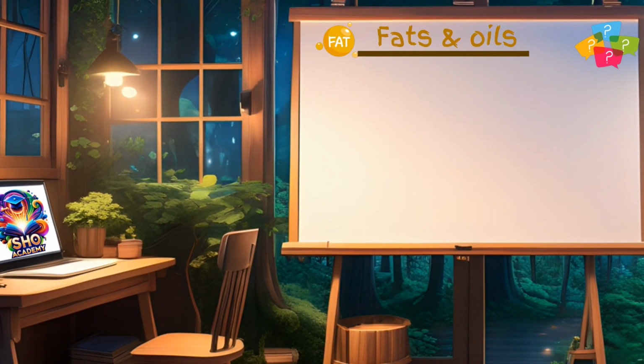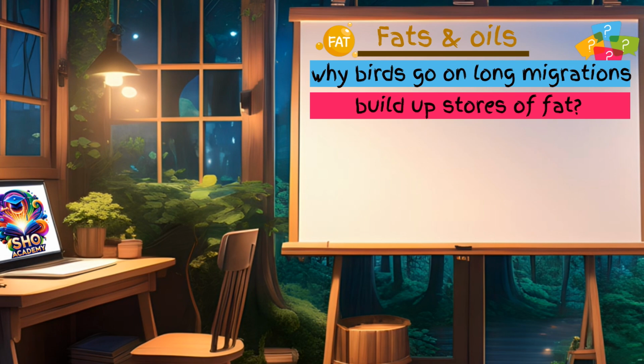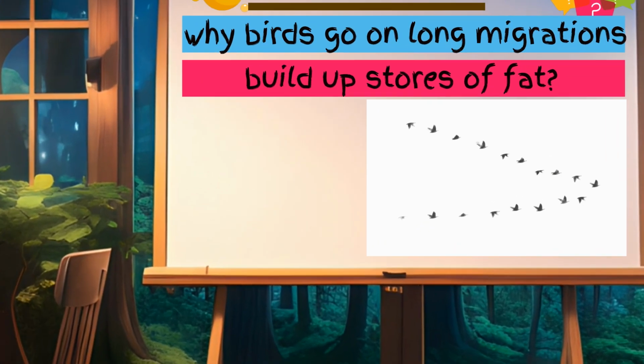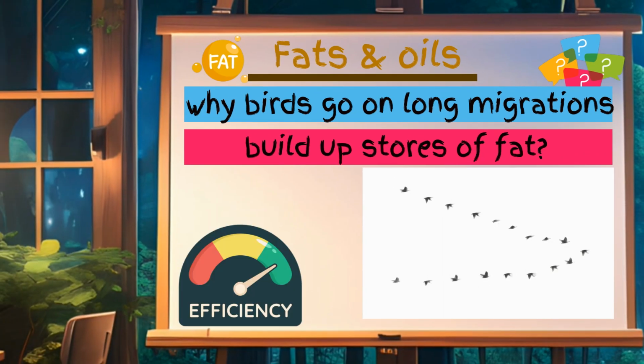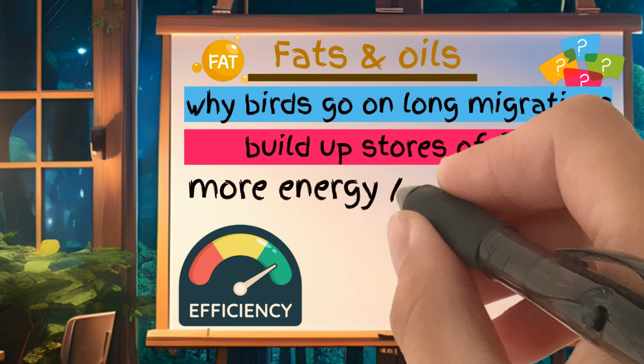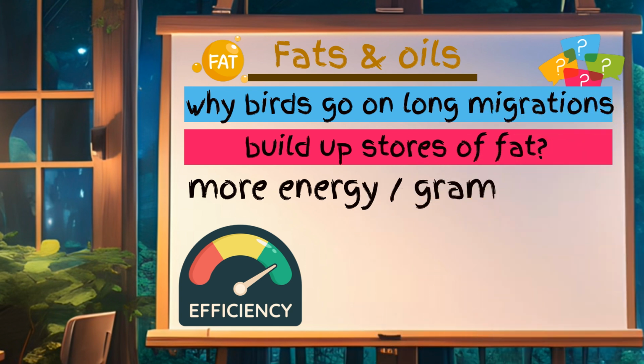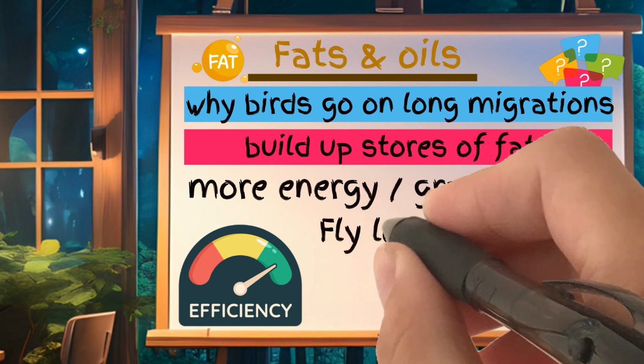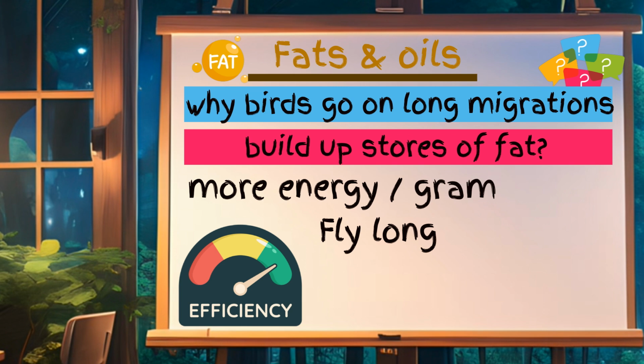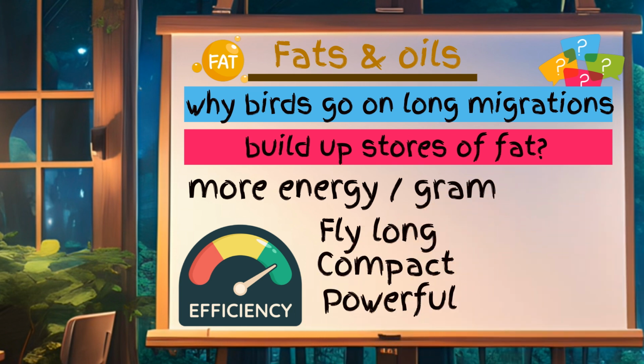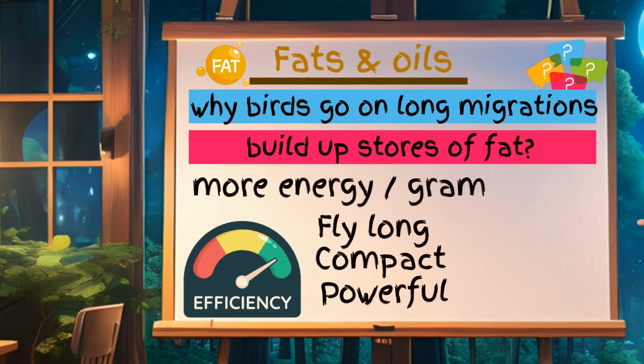Second question. Fat stores contain more energy per gram than carbohydrate stores. So why do birds that are about to go on long migrations build up stores of fat? The answer is simple: efficiency. Fat gives more energy per gram than carbohydrates. So birds store fat because it lets them fly long distances without stopping to eat. It's compact, it's powerful, and it burns slowly. Perfect for a non-stop journey.